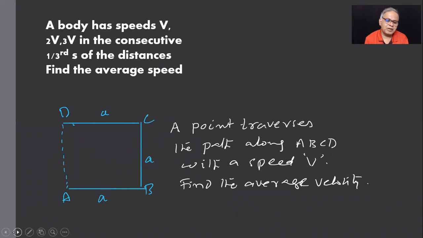A body has speed v, 2v, 3v in the consecutive 1/3 of the distances. Actually, you can now write the answer. Just like if you remember that old one, you can write the formula also. Find the average speed. See in the previous problems whether we have any ready-made formula for it. You check.